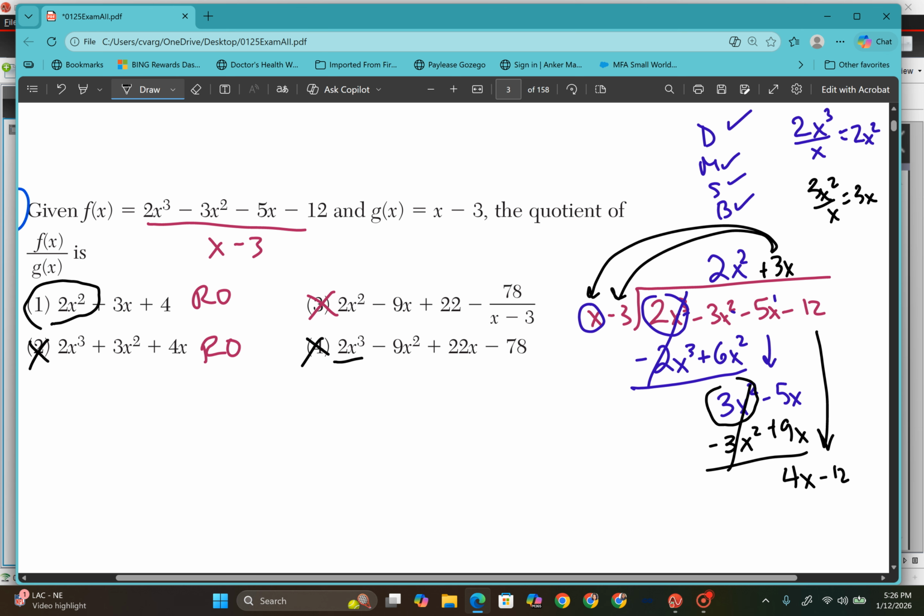We already canceled this out because the negative 78 is the remainder, and we didn't get a remainder of negative 78. We got a remainder of 0. So technically, we could stop right there, but let's just finish because why not?